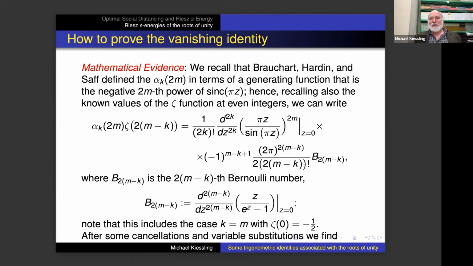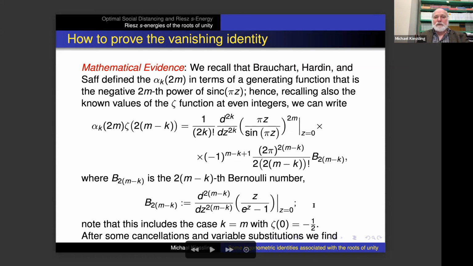So here's now mathematical evidence. So you see this generating function again. I'm simply splitting this into a product of its generating function, evaluated with 2k derivatives, and then you set z equals 0. No? That gives you this coefficient. And of course, the zeta function at the even positive integers, including 0, interestingly, is given by this formula, where these are the Bernoulli numbers. This one is a 2 times m minus kth Bernoulli number, defined by its own generating function. Right? Okay. And so this includes the case k equals m when zeta of 0 is negative 1/2. So this comes out right here.